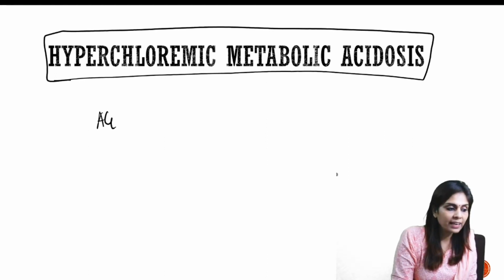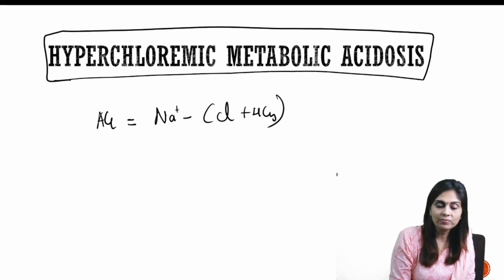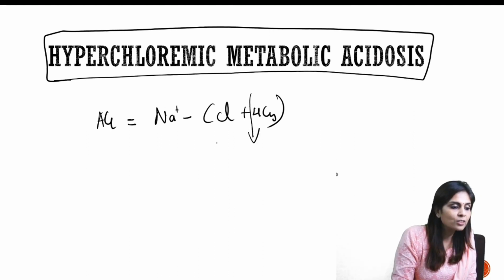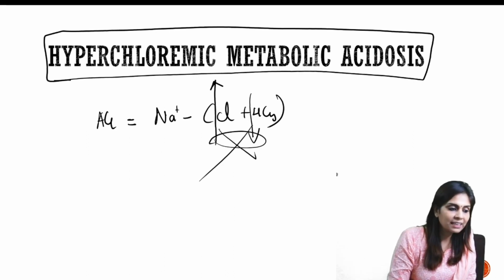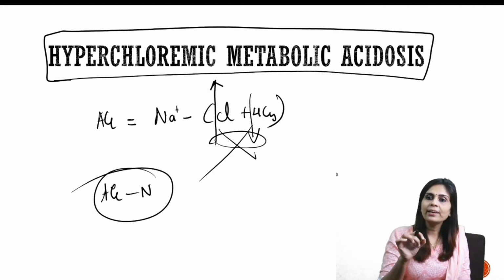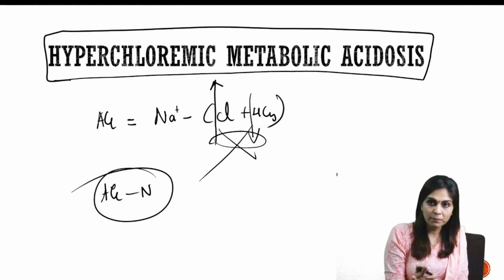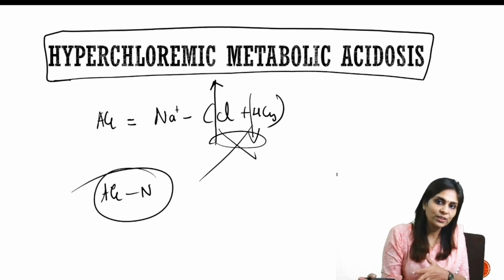We know the anion gap formula is sodium minus, within brackets, chloride and bicarbonate. And in this form of metabolic acidosis, the decrease in bicarbonate is compensated by an increase in chloride. So both these changes get cancelled. So anion gap will be normal. So normal anion gap metabolic acidosis and hyperchloremic metabolic acidosis are synonymous, and both mean the metabolic acidosis is caused by loss of bicarbonate either through GIT or through kidney.